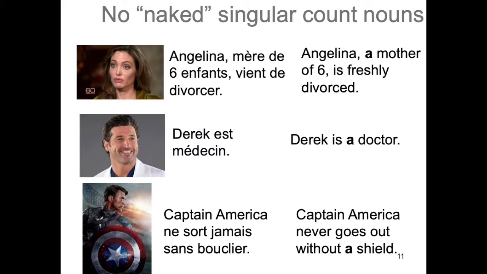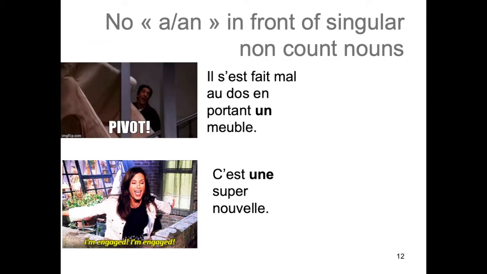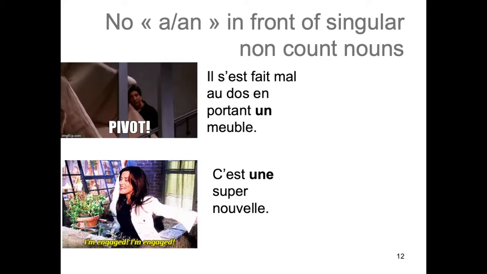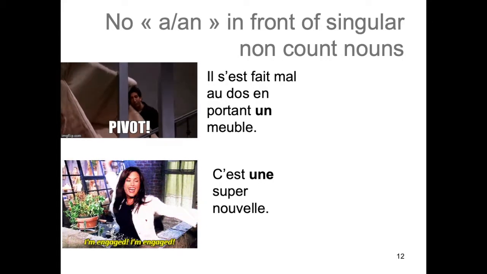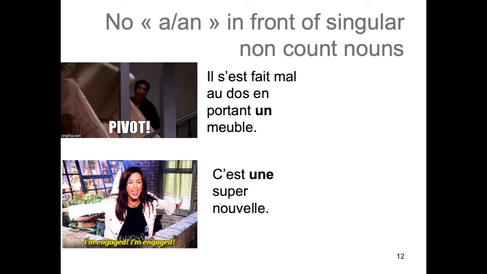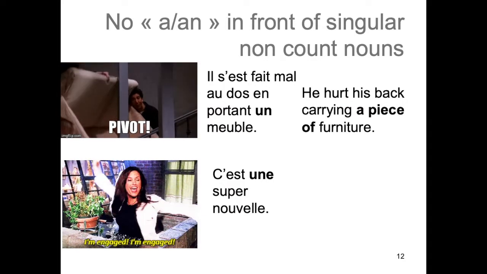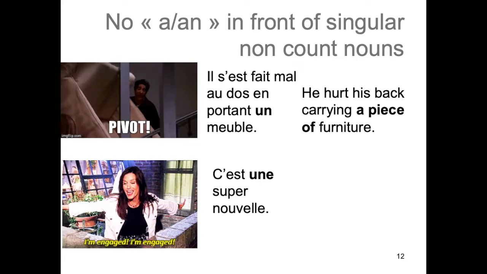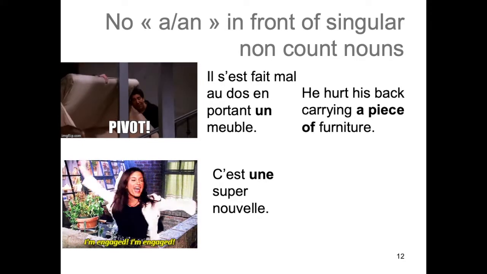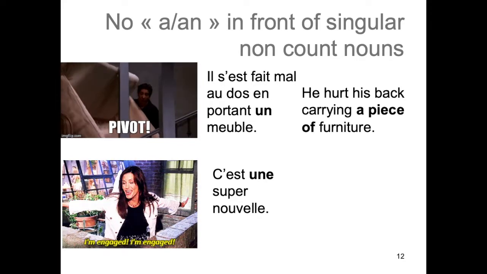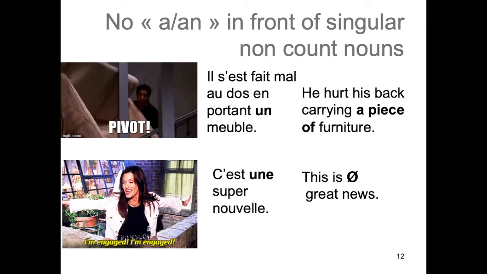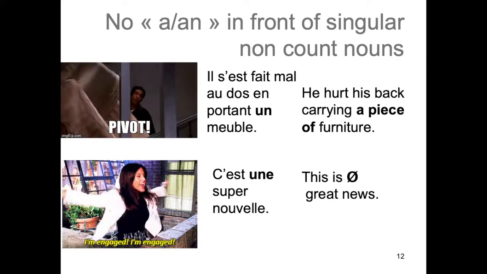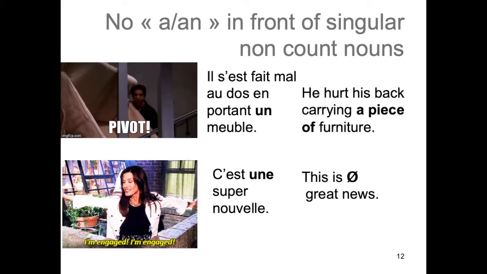Conversely, another rule that you've learned from the previous chapter is that you can't find a or an in front of singular non-count nouns. So it means that il s'est fait mal au dos en portant un meuble would translate as he hurt his back carrying a piece of furniture in English. You can't say a furniture, that would be incorrect. Same way, c'est une super nouvelle, you need to say this is great news. You can't use a in front of news because it is uncountable.